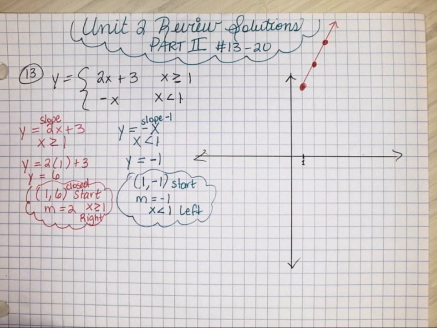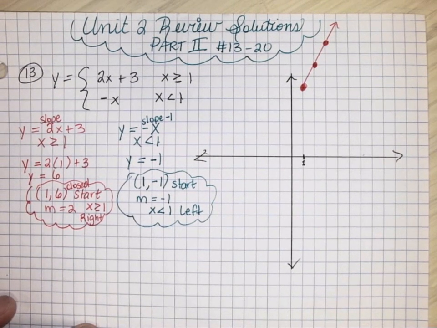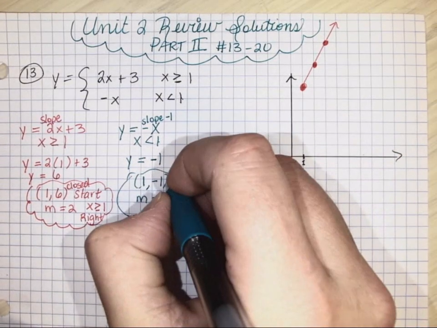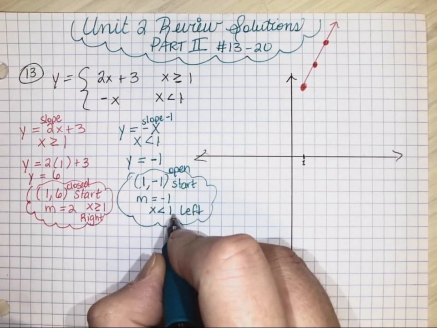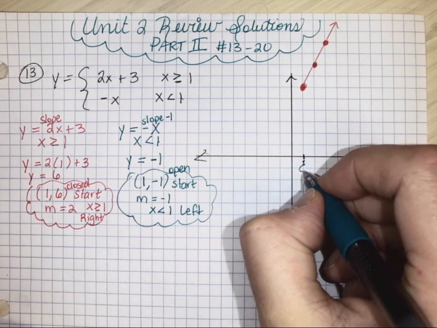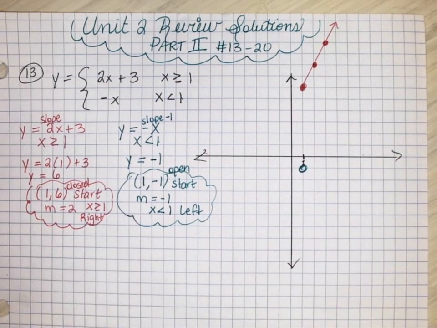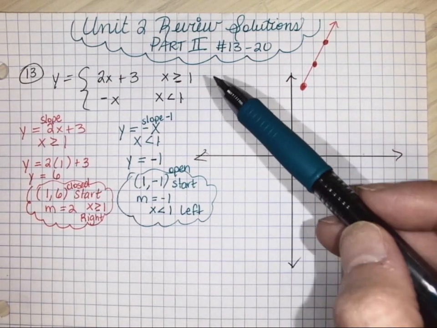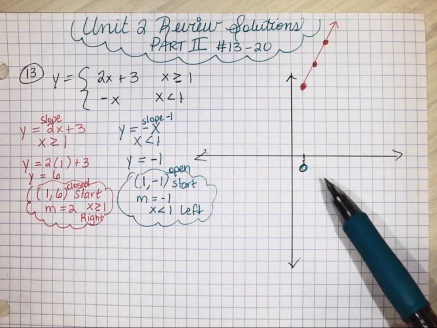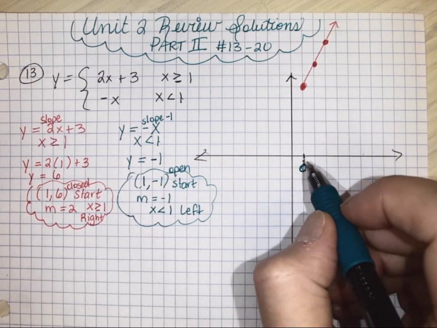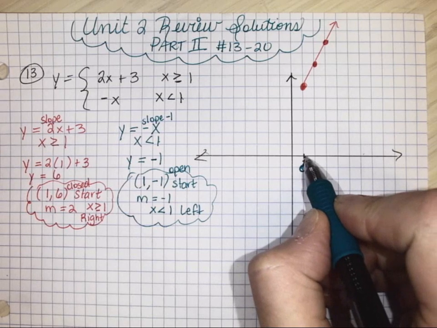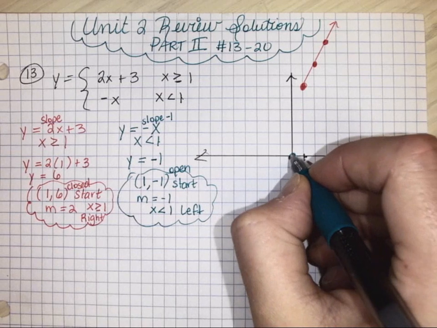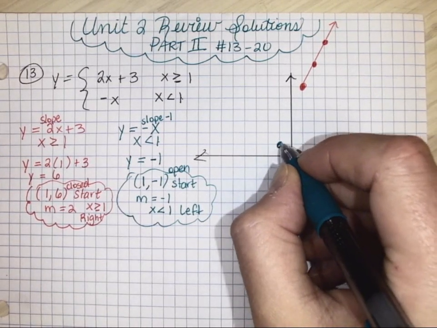And for the green part, my starting point was at 1, negative 1. And this is an open hole because it had just less than. So 1, negative 1, open hole here. And I only want to see the left side. My slope was negative 1, so I know my line should be going downhill through that point if you're reading your graph left to right. So I use my slope of negative 1 going up, which is positive, but to the left would make it negative. So point here. You can do that one more time.